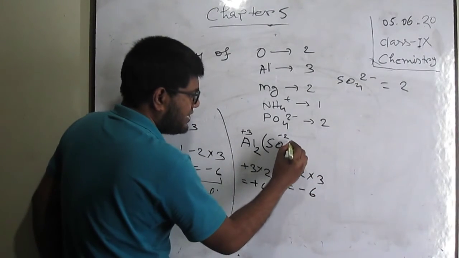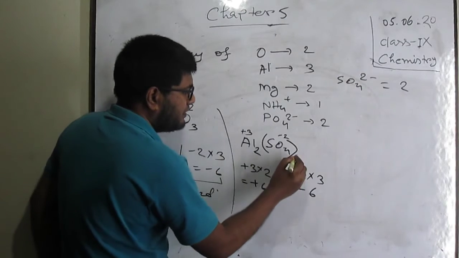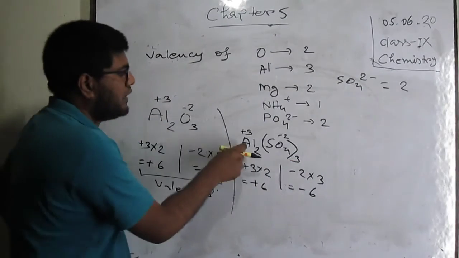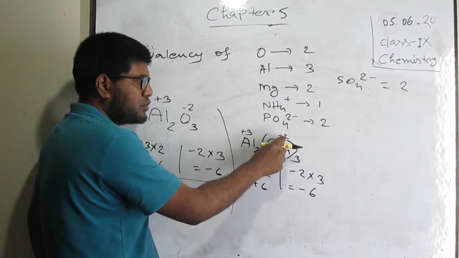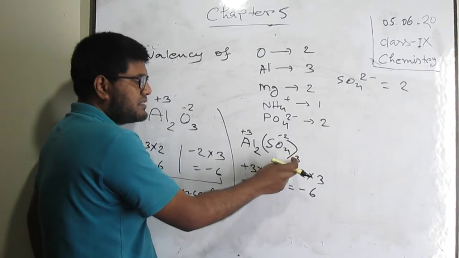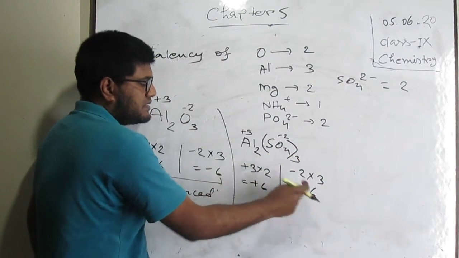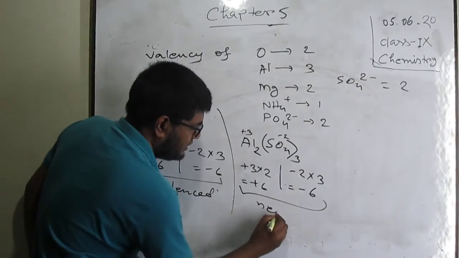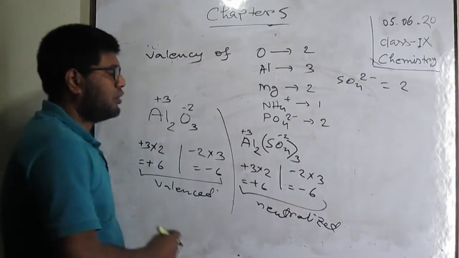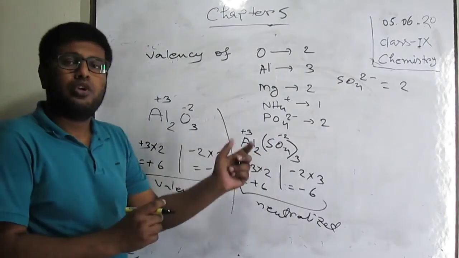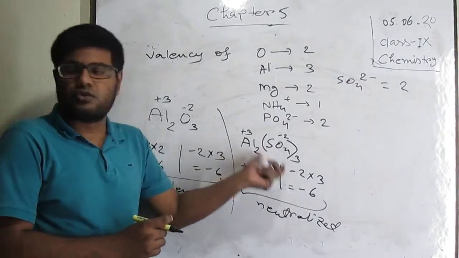So we should write a bracket here, then 3. 2 aluminum donates 6 electrons, 1 sulfate accepts 2 electrons, so 3 sulfate radicals accept 6 electrons, then this is neutralized or balanced. So you should think just this way.